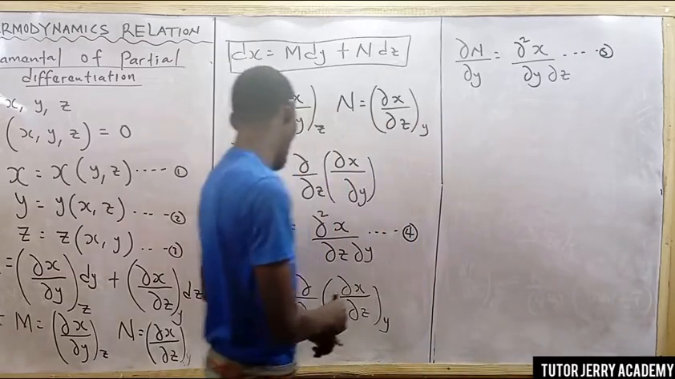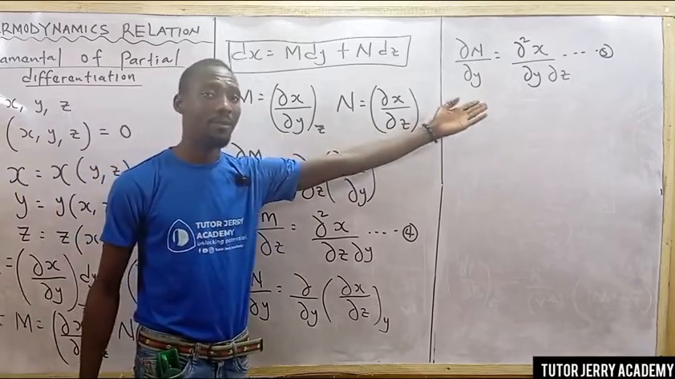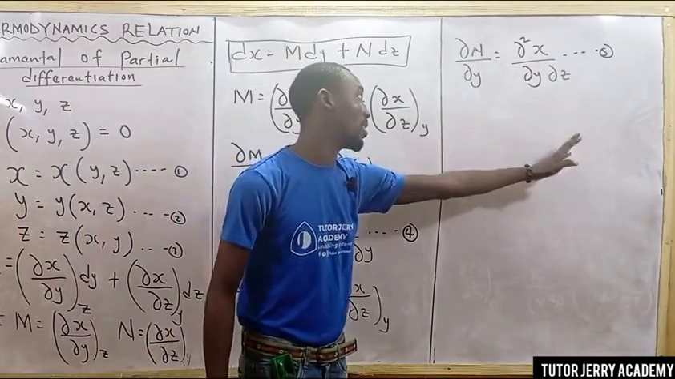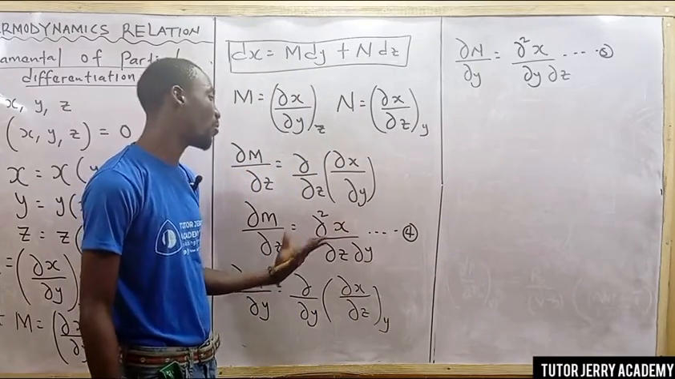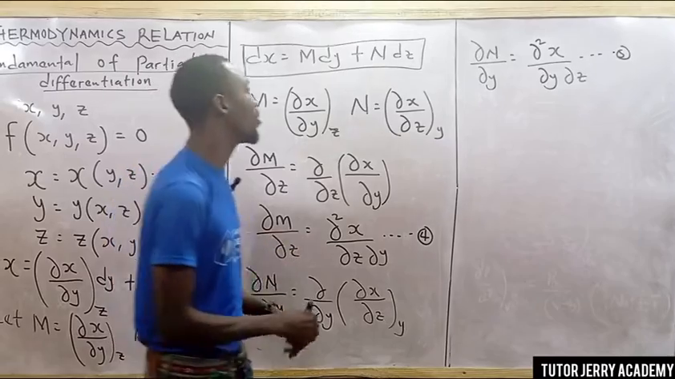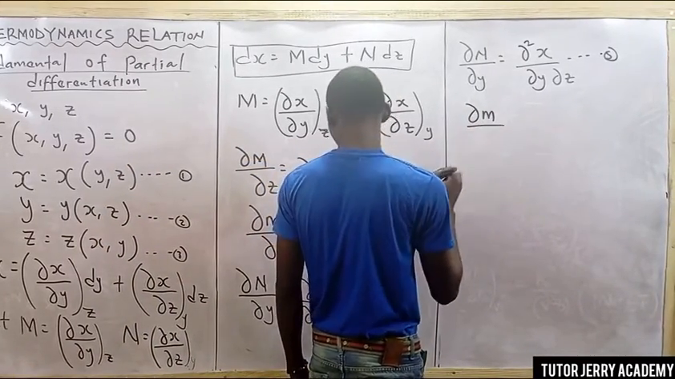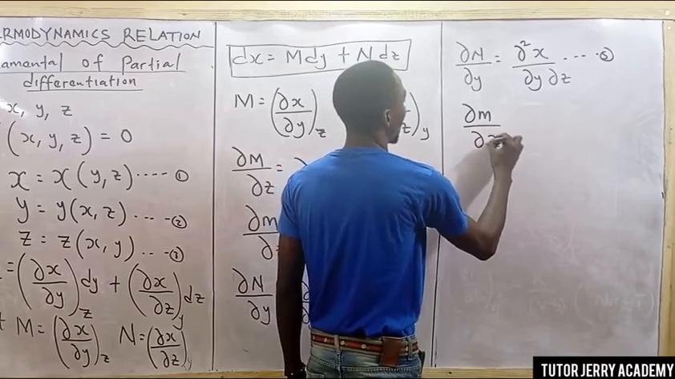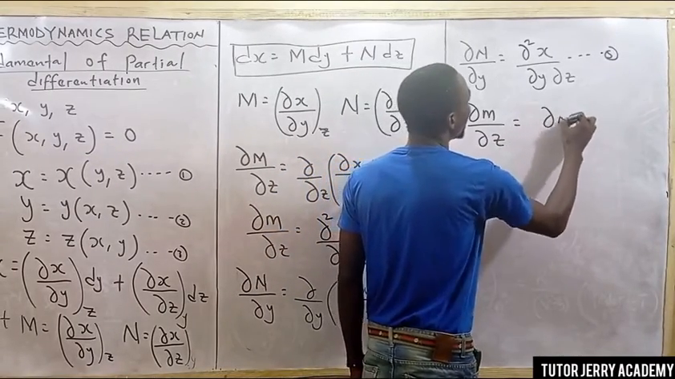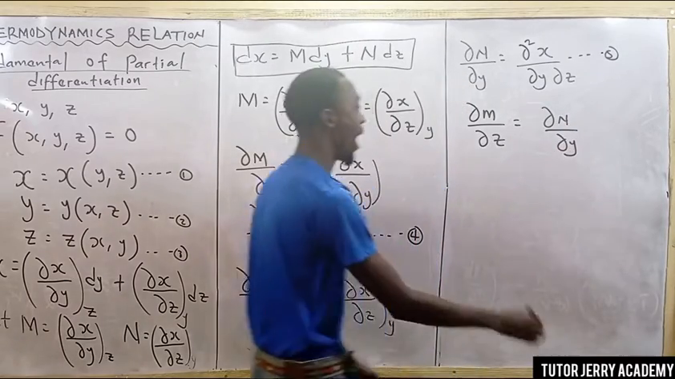All right, you can see that equation 4 and equation 5 are the same thing. We have the same result here and the same result here. So we can equate equation 4 to equation 5. We can therefore say the partial derivative of m all over the partial derivative of z is equal to the partial derivative of n all over the partial derivative of y.